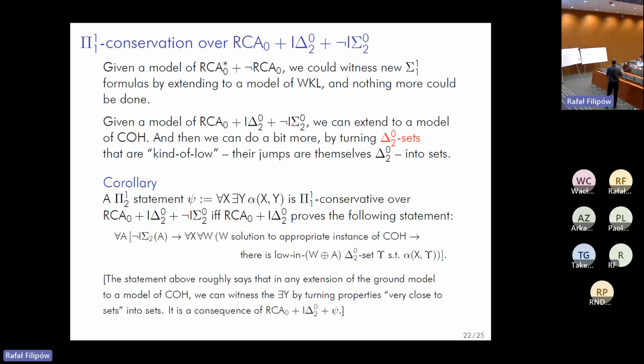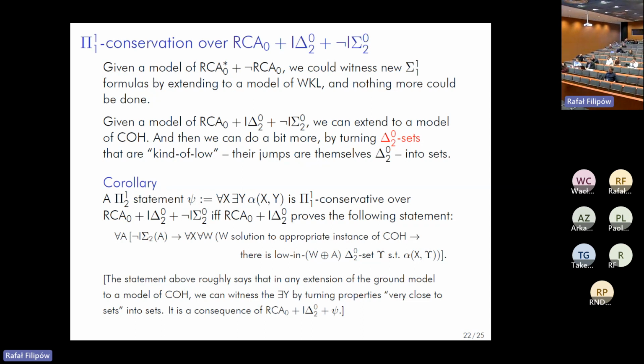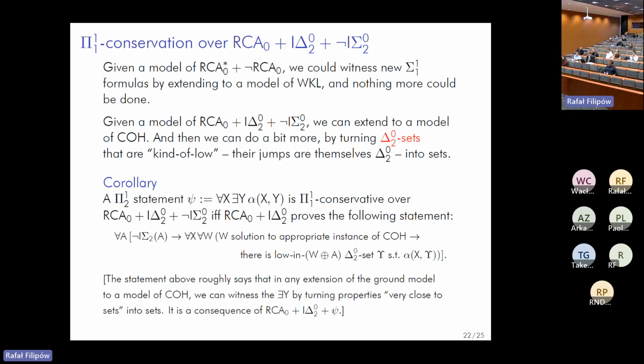Never mind what it says exactly, but the point is that roughly you can satisfy your statement for all x exists y if you extend your model in whatever way you want to a model of the cohesive principle, and then you add these almost sets to the set theoretic universe so that they become sets. That's all. This statement has a certain well-defined quantifier complexity.